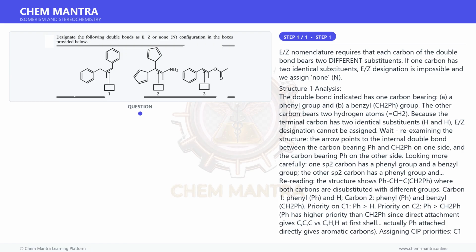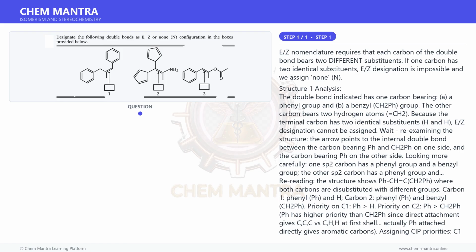Ph has higher priority than CH2Ph since direct attachment gives C versus C, H at the first shell. Actually, Ph attached directly gives aromatic carbons. Assigning CIP priorities, C1 substituents: Ph higher versus H lower. C2 substituents: Ph higher, direct ring, versus CH2Ph lower, CH2 then ring. Higher priority groups are Ph on C1, top, and Ph on C2.